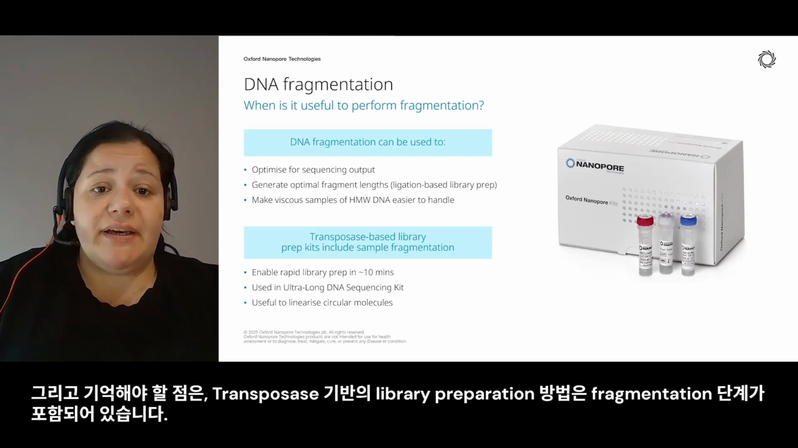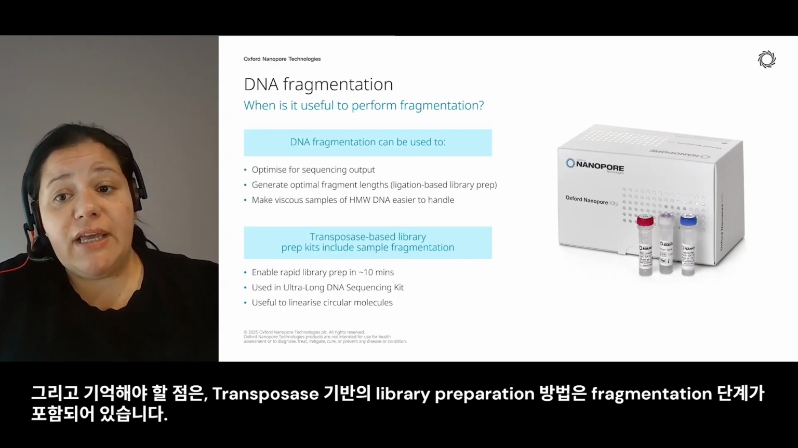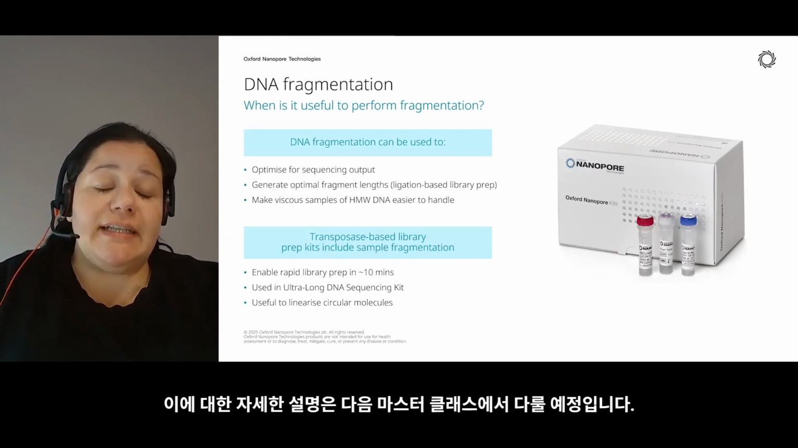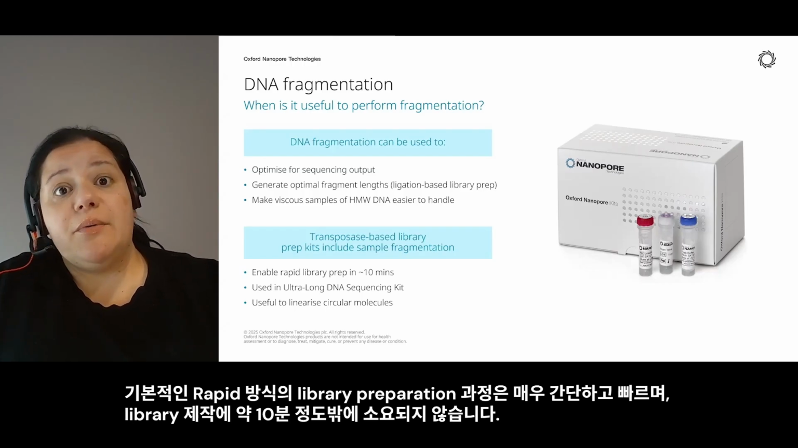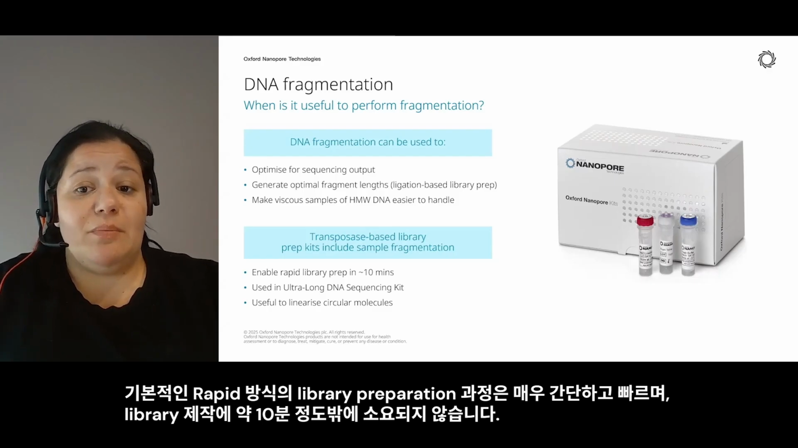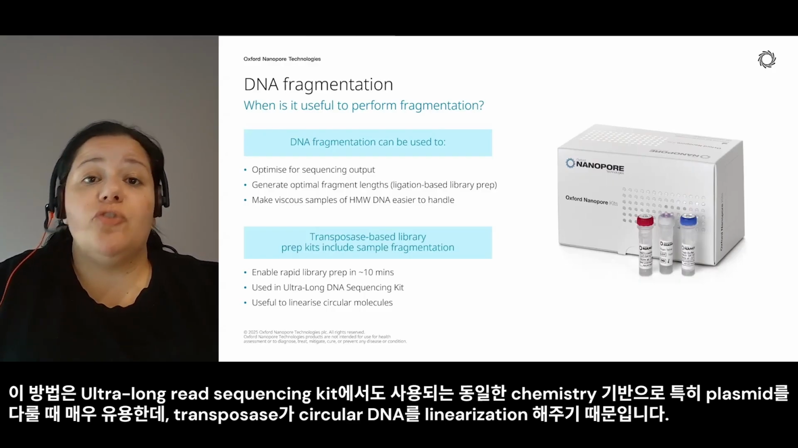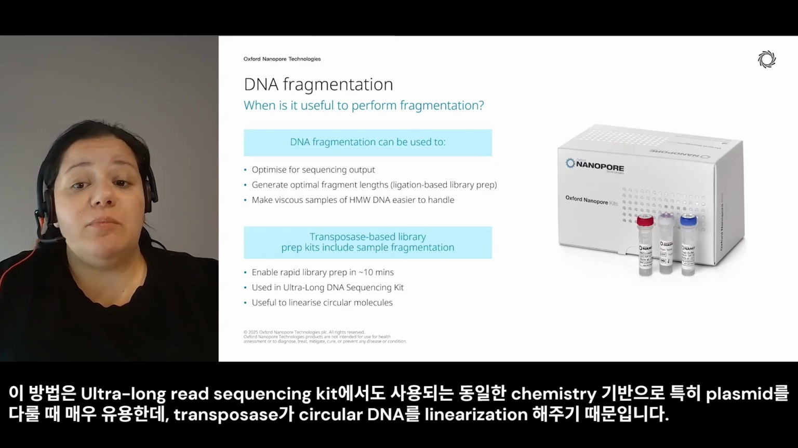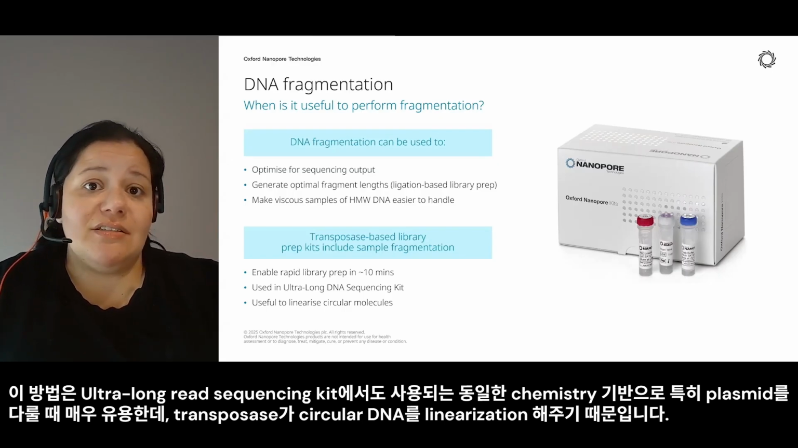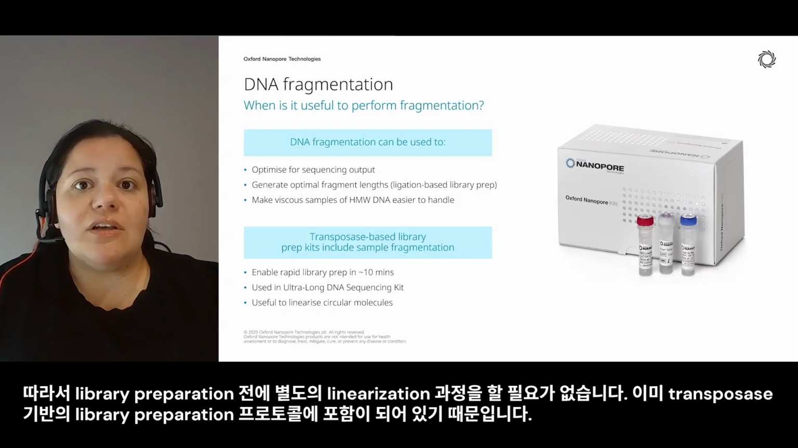And then it's good to keep in mind that our transposase-based library prep approaches include fragmentation, and there will be more information in the next masterclass of this series. The basic rapid library preparation method just takes about 10 minutes, so it's really, really fast. And this is the same chemistry that is used for the ultra-long DNA sequencing kit. It's particularly useful if you're working with plasmids because the transposase linearizes the circular molecules. So you avoid the linearization step before the library preparation as it's already included in it.